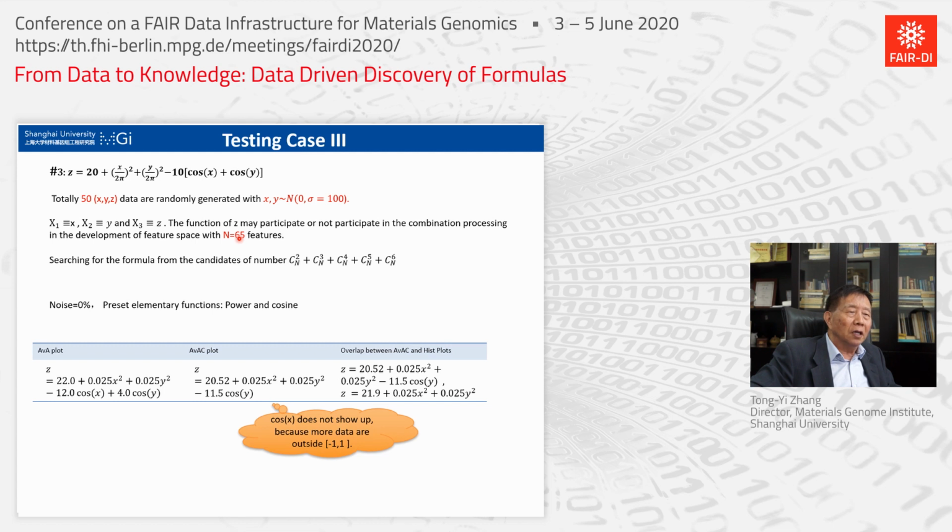Then we find that for this term we can find cosine x, but for these two terms we cannot find them. What's the reason? If we check carefully, we will find that most of the x values are outside the region from minus 1 to positive 1. But we all know the cosine x is always located in that region. So we have to keep that in mind.